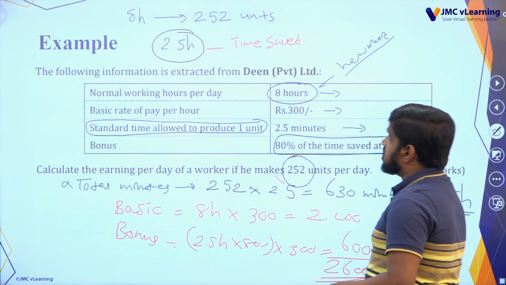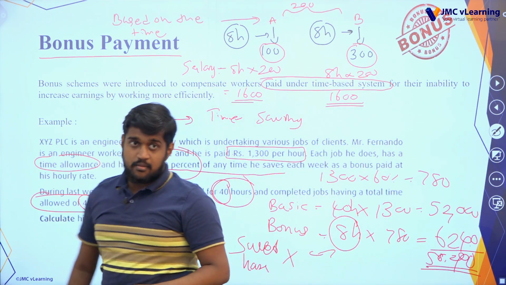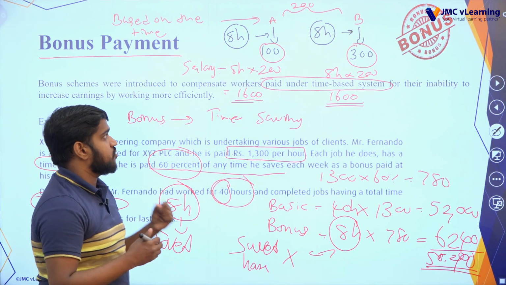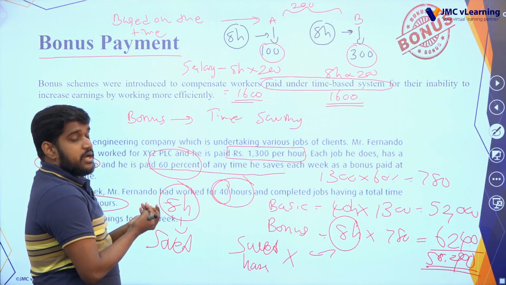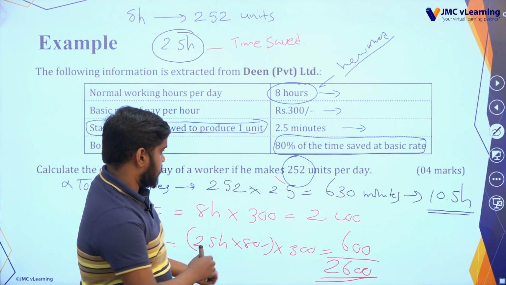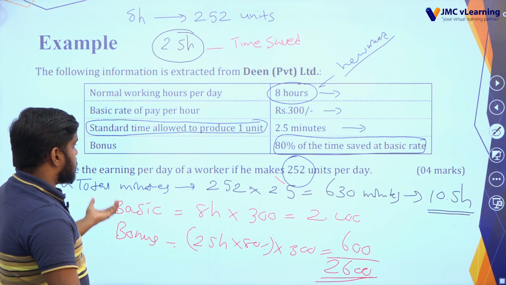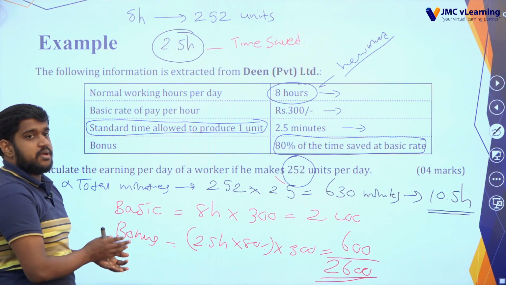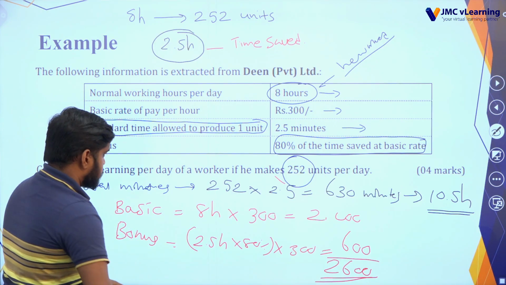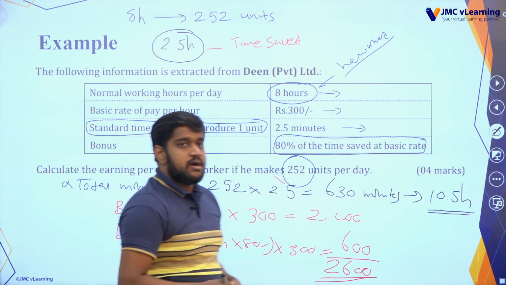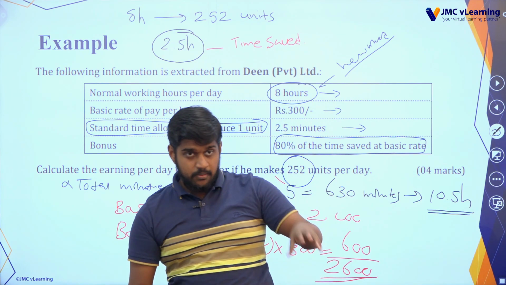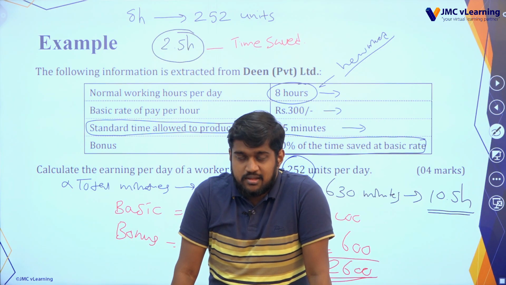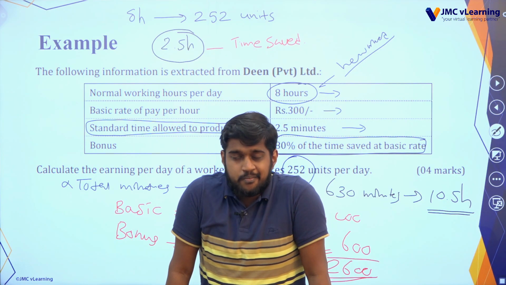This is about bonus payment. The most important thing under this bonus payment is that you need the ability to identify the saved hours. I showed you the way that you can identify the saved time, and based on that you can simply make the calculation. With that we can complete this most important part of your labor cost theory.